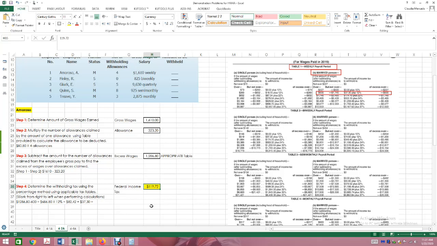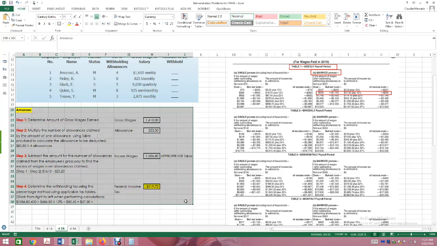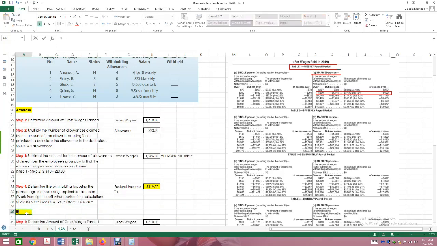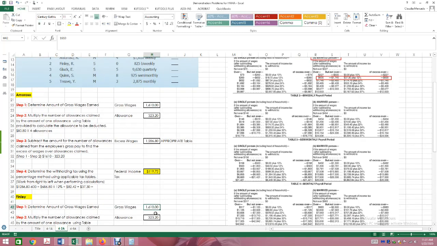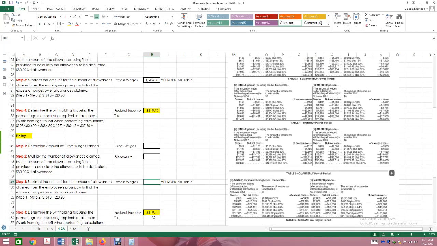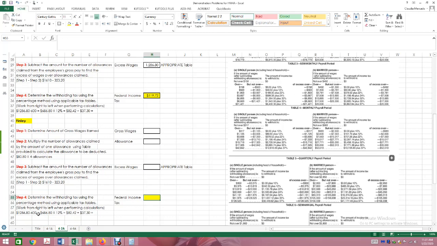We're going to do the same calculations for a couple more employees. Okay, I'm going to copy and paste this information below. That way we can just repeat. Now this is going to be for Finley. Okay. So let me delete this information because this does not apply to Finley. Okay. So let's do the calculations once again.